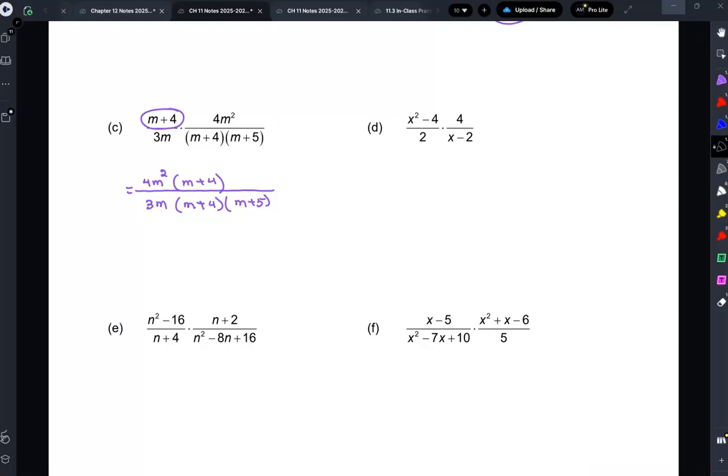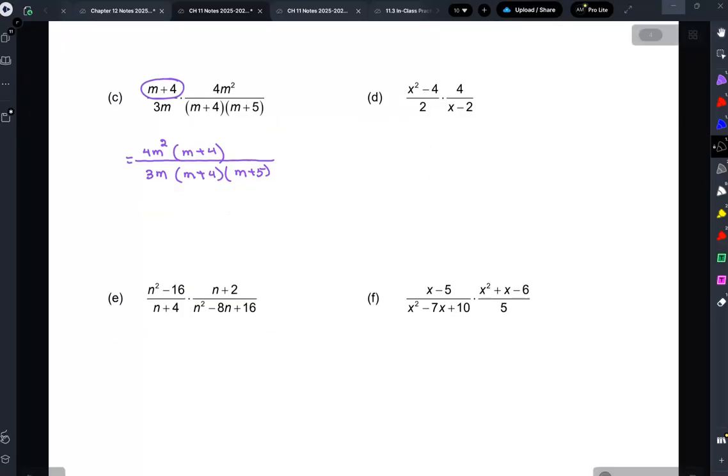What cancels here? Does the 4 and the 3 reduce? No. Okay, now look. Leo, how about the m's? The m squared and the m. Do they reduce? The m and the m squared, they do, because you have one m left over, right? So you get it on the numerator. So I have 4 over 3m. Okay, what else reduces here? The m plus 4 reduces with m plus 4. And so the m plus 5 stays. So this is my final answer.